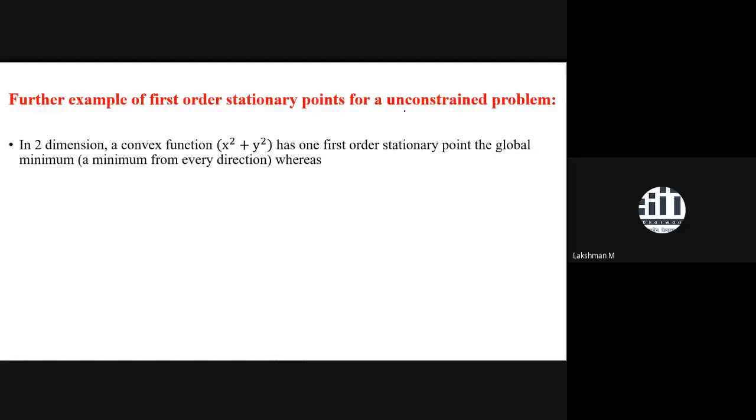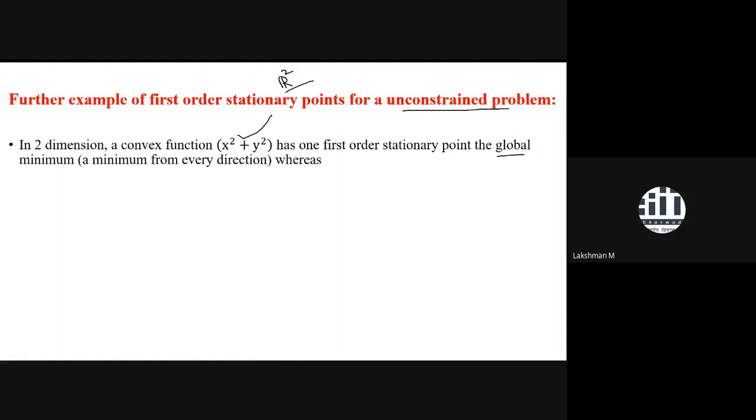I will talk about a few examples of first order points for unconstrained problems. So we are taking an unconstrained problem. By default, that means the domain of the problem, or constraint set, is Rn. Here I am talking about a function of two variables, so our constraint set is R2. In 2D, a convex function x square plus y square has a first order stationary point, and that would be a global minima. Why? Because x square plus y square is a convex function, and in a convex function every local minima is a global minima. A convex function has only one kind of stationary point.